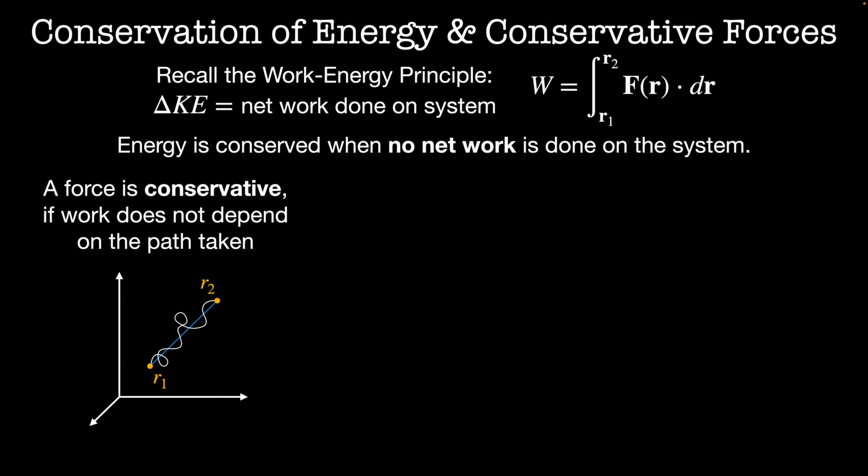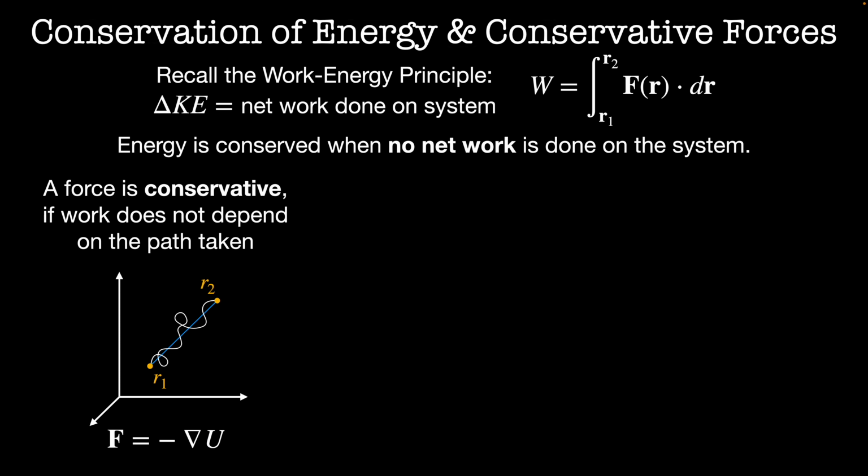When the force is conservative, then we can use the work-energy principle to define something called a potential energy. When no external work is done on a conservative system, the total energy doesn't change. We can invert the definition of work to say that force is equal to minus the gradient of our potential energy. Let's look at this a little bit more formally.